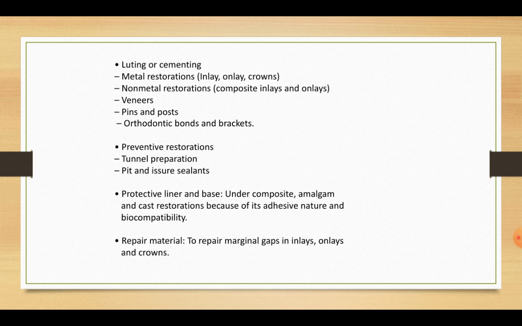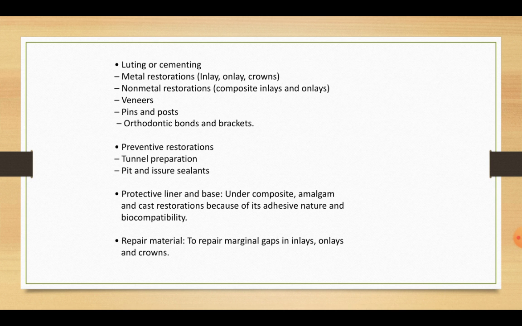Now, GIC for luting or cementing. Metal restorations, inlay or onlay crowns can be cemented with GIC. Non-metal restorations like composite inlays and onlays can also be cemented with glass ionomer cement. Veneers, pins and posts, orthodontic bonds and brackets can also be luted with GIC.